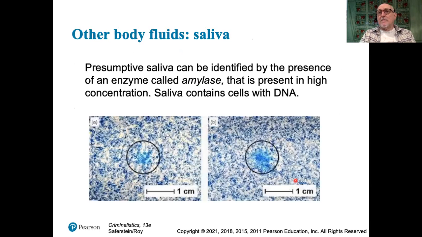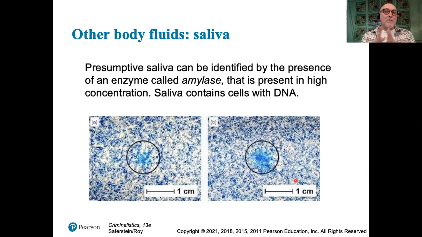So let me just quickly also describe a couple of the other body fluids that we need to talk about. The first is saliva. Saliva is very important because our saliva contains cells. The insides of our mouths are coated with a mucous membrane, which reproduces itself very, very rapidly. The cells of our mucous membranes are extremely loose, and saliva contains cells from our mucous membranes. The cells contain DNA, so saliva can be an important source of DNA.